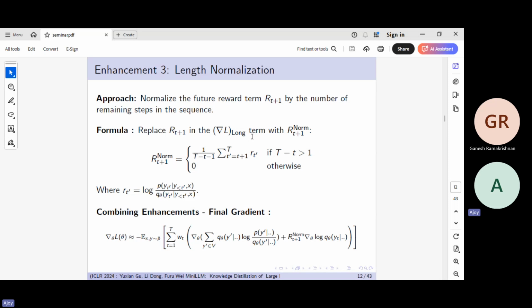And they replaced R(t+1) with R(t+1) norm, which is defined as this. R(t+1) was just a summation of this. R(t+1) norm is a weighted sum of this. So this is our final optimization which we have to do, the final delta L theta.